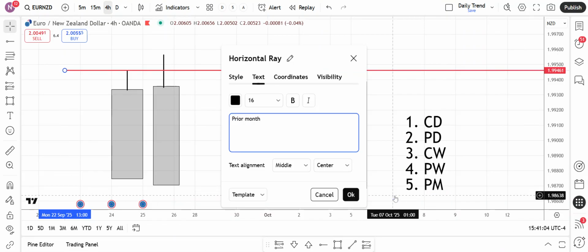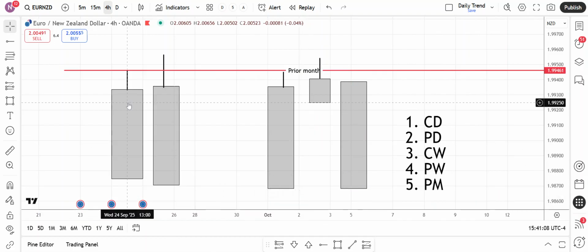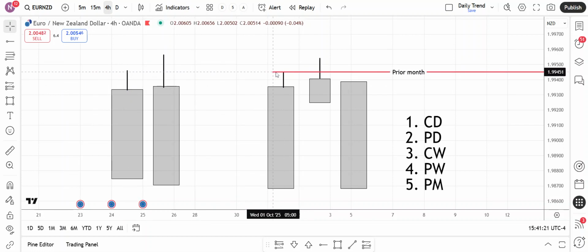Now, for the prior month high or low, I recommend nothing lower than the 1 hour time frame to see this type of price action. Because it's a monthly time frame, price can take longer to play out, even a daily if you want. So let's just say, for the sake of this example, this is September.